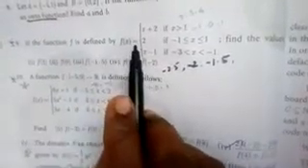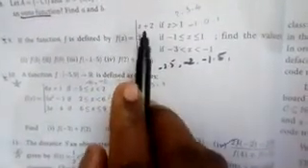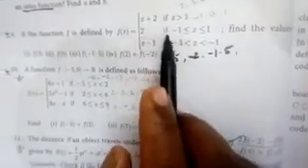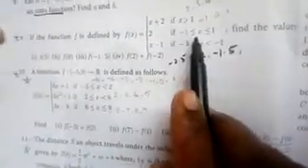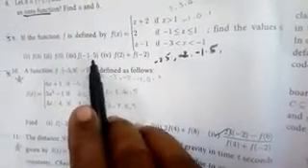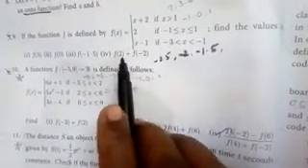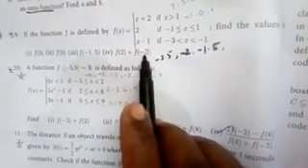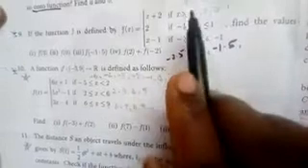Ninth sum. If the function f is defined by f(x) is equal to x + 2 if x greater than 1, 2 if -1 less than or equal to x less than or equal to 1, x - 1 if -3 less than x less than -1. Find the values of f(3), f(0), f(-1.5), fourth one f(2) + f(-2). So now you have to listen carefully.